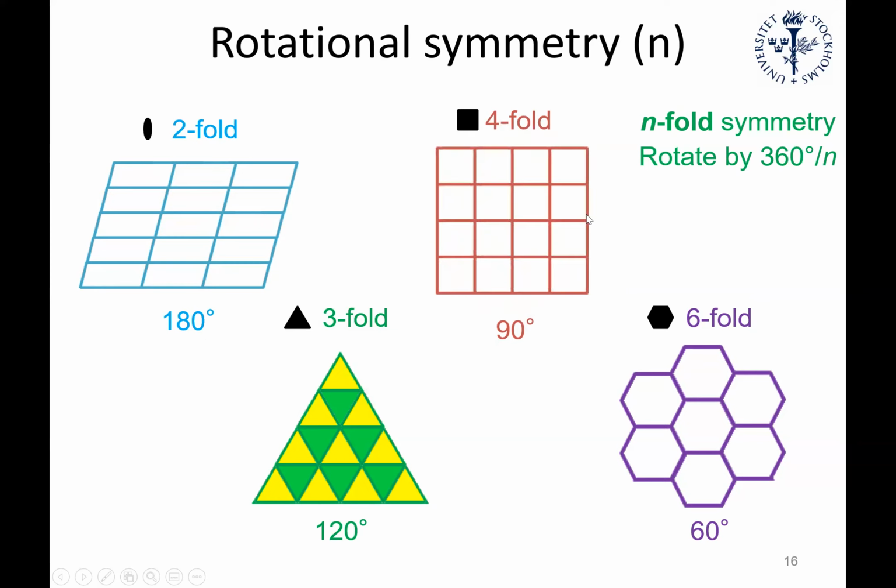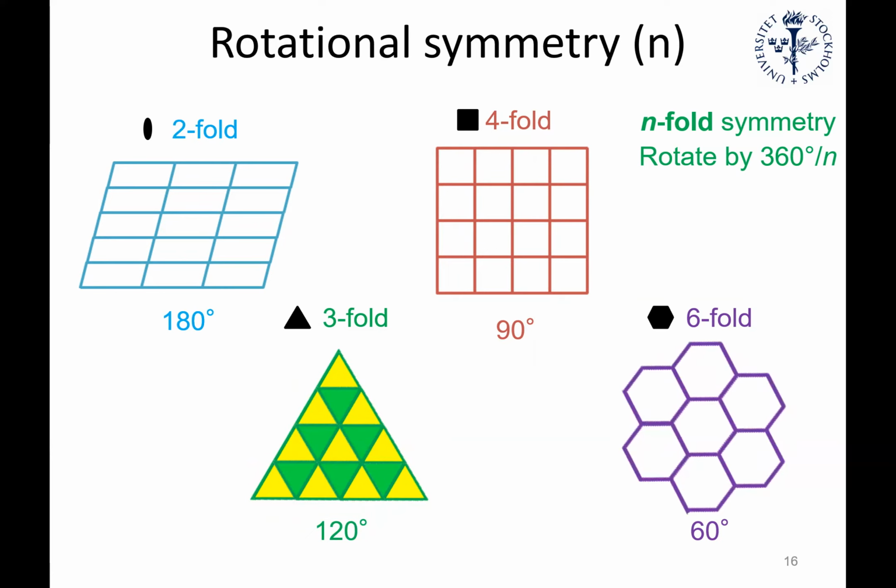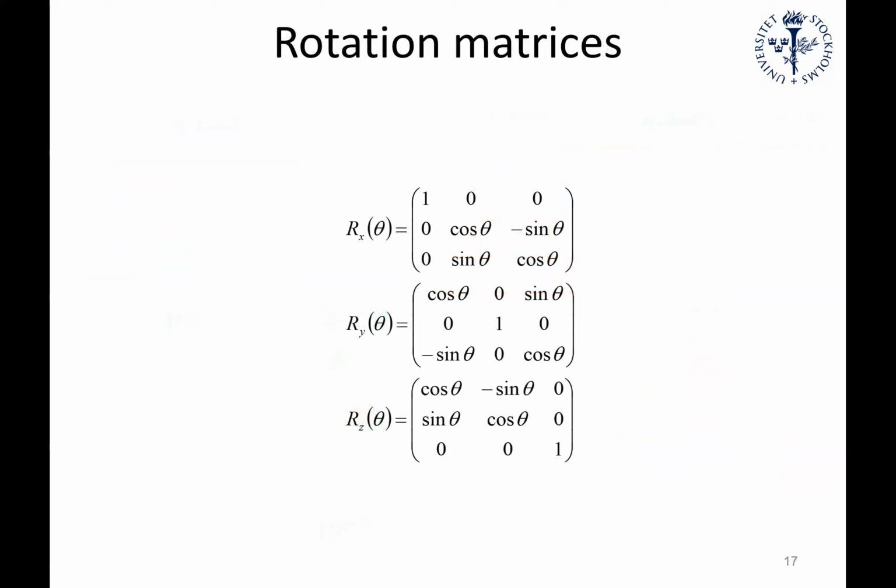With fourfold symmetry, you can rotate it 90 degrees. So again, 360 degrees divided by 4 gives you 90 degrees. Threefold, you can rotate by 120 degrees, and sixfold, 60 degrees. And again, we're going to be using 3x3 matrices to describe rotational symmetry. So these are the 3x3 matrices for rotations down the x-axis, the y-axis, and the z-axis. The amount you want to rotate by, you just substitute for theta here.